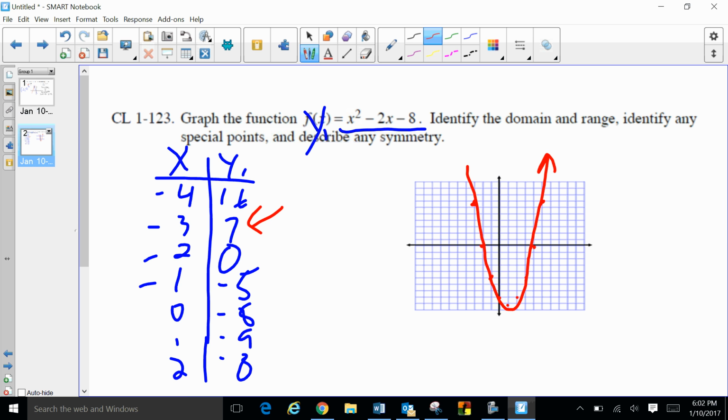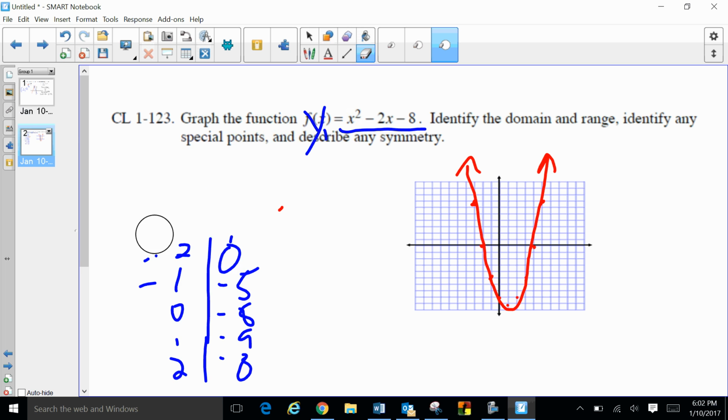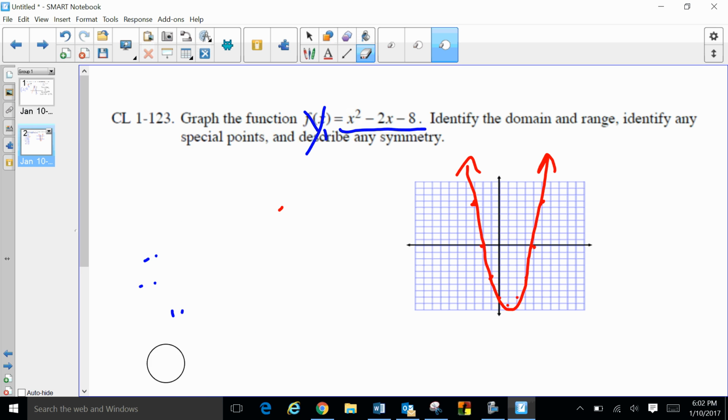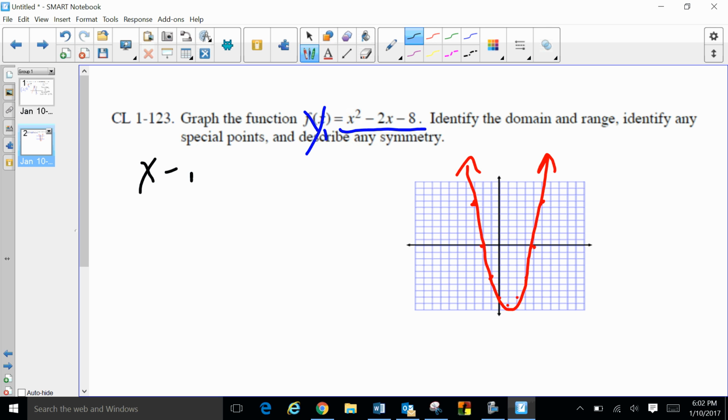All right, now it asks for special points. I'm going to go ahead and erase this table so I can have some room to write the answers. And special points. We've talked about special points, key points, important points, as being our intercepts and our vertex for a parabola. So let's look at our x-intercepts. Well, where does it cross the x-axis? Here and here. One of those points is at -2, 0. And the point on the right is at 4, 0.